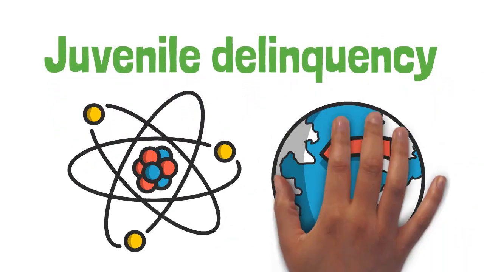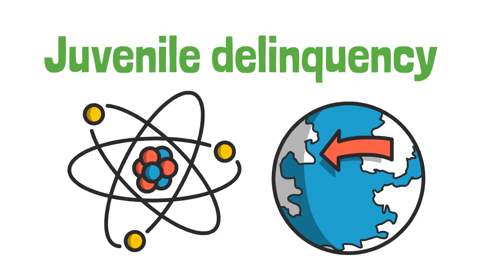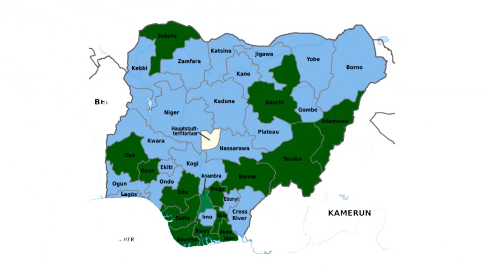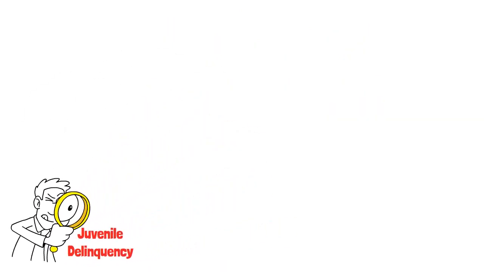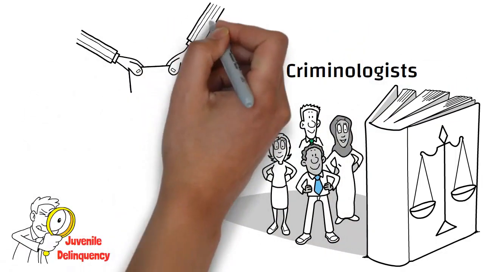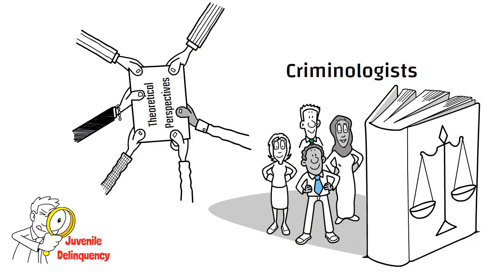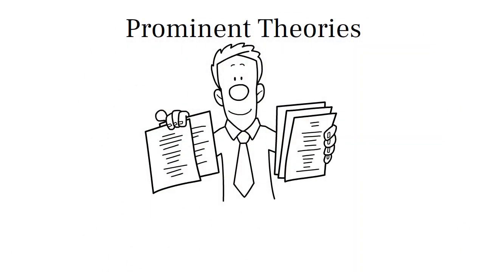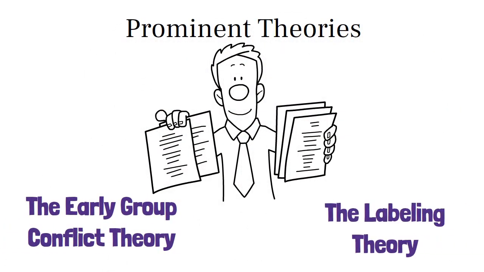Juvenile delinquency has always been a permeating phenomenon in societies from time immemorial. Nigeria is just one example of such societies. To address this issue, criminologists have developed various theoretical perspectives to explain the root causes of juvenile delinquency. Two prominent theories in this area are the early group conflict theory and the labeling theory.